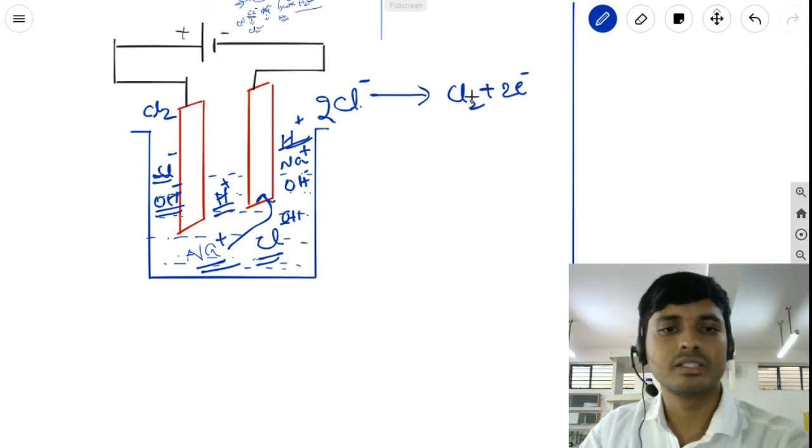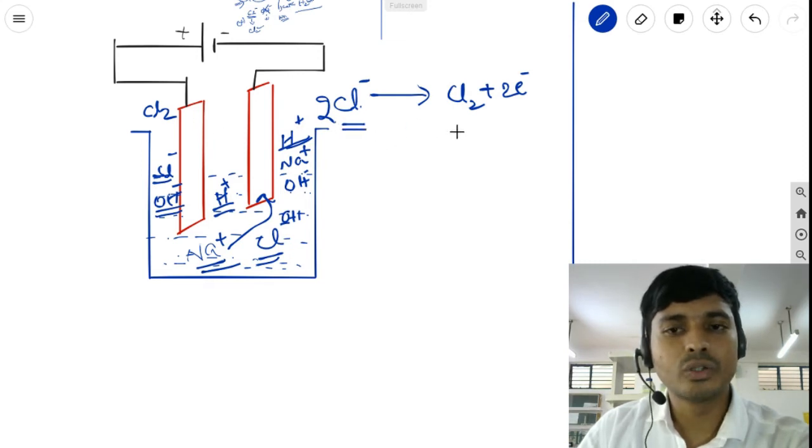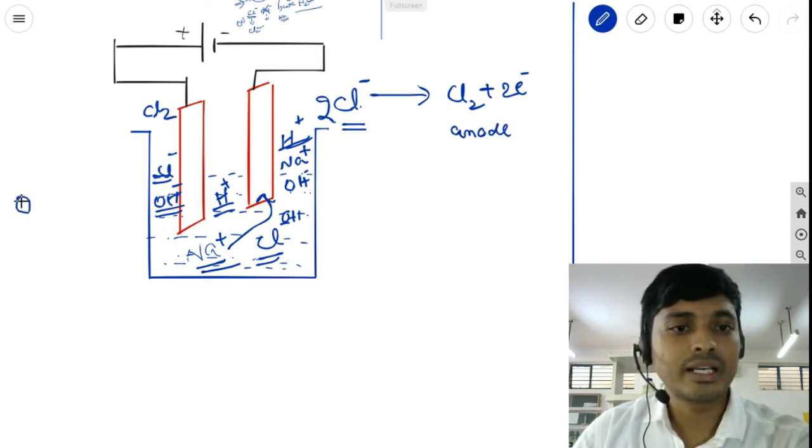Losing of electrons is considered an oxidation reaction. That's how we are talking, it is an oxidation reaction. So Cl⁻ is converting into Cl2 gas, where? At the anode. And OH⁻ is left. We are not touching OH⁻, so nothing is happening to the OH⁻.